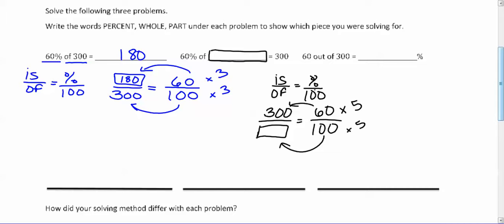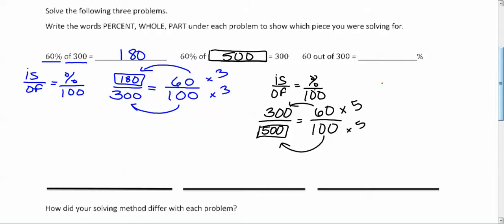So that's 500. Okay. So who had that one right? 60% of 500 is 300. Nice job. All right. Last one, we're going to speed this up a little bit because we've got lots more to do. 60, oops, I don't want to give you the answers.